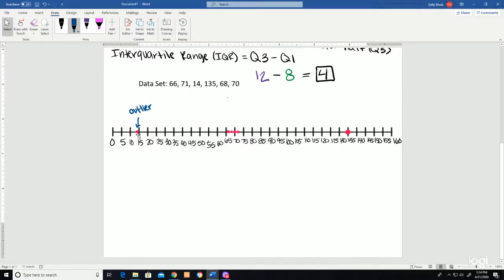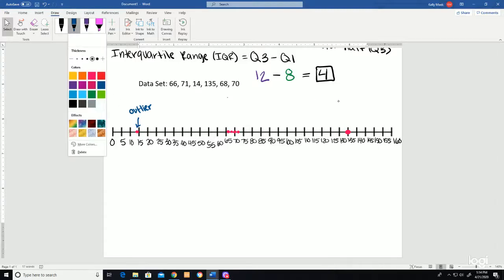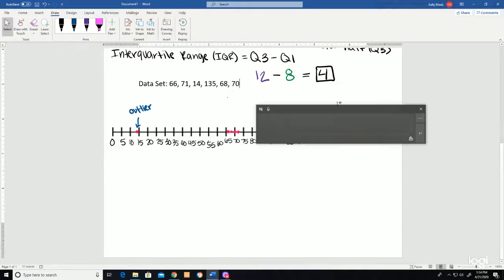It's just not part of the planet. Outliers can change your data. They can skew it. What that means is that they can throw off some of your numbers. This guy out here would also be considered an outlier.